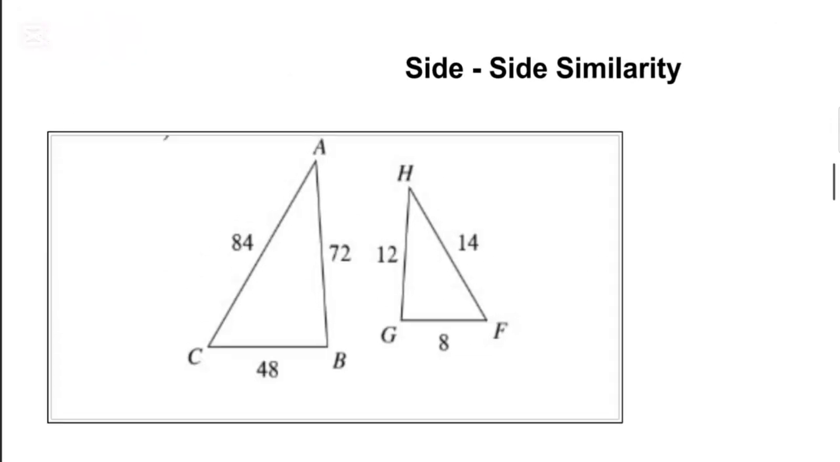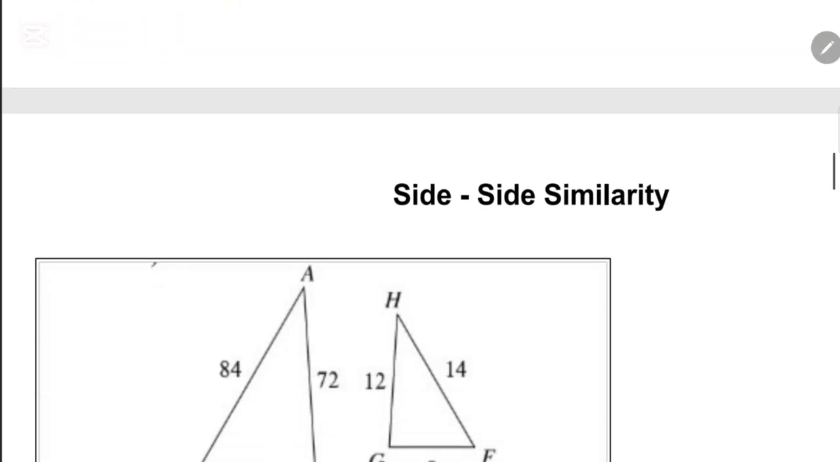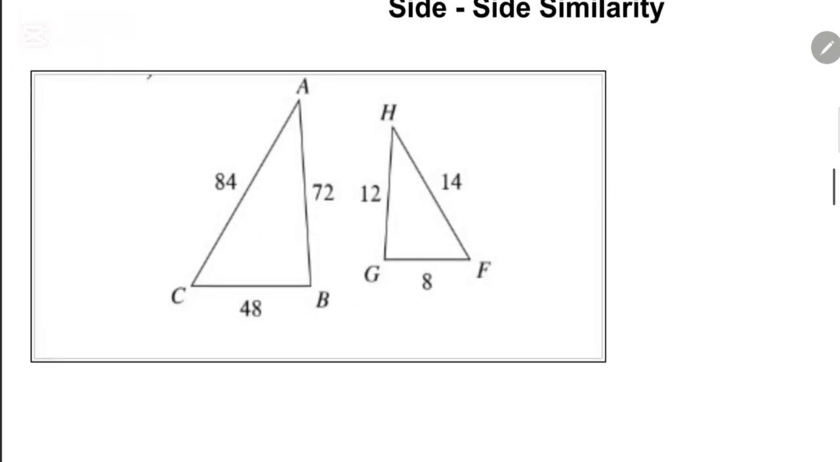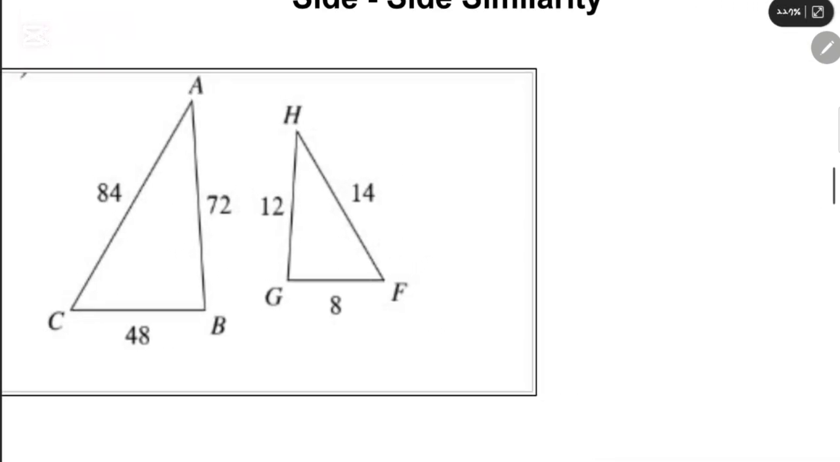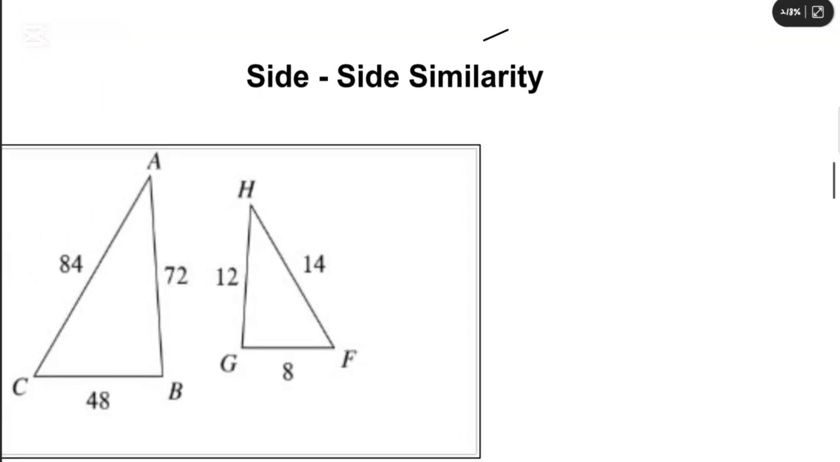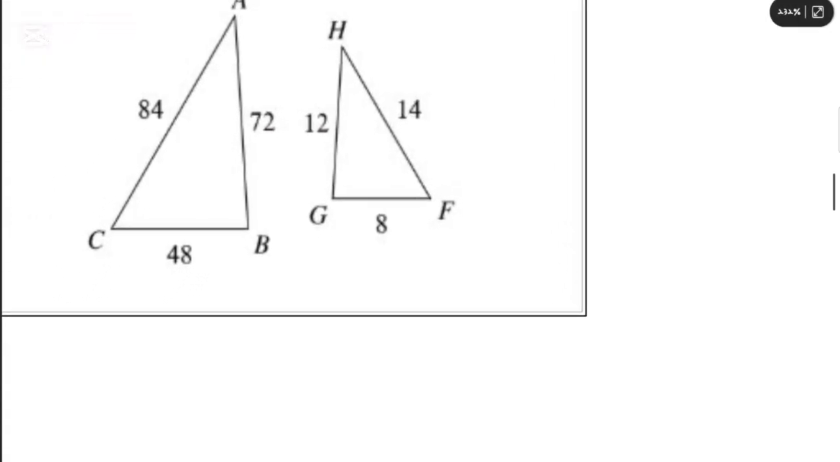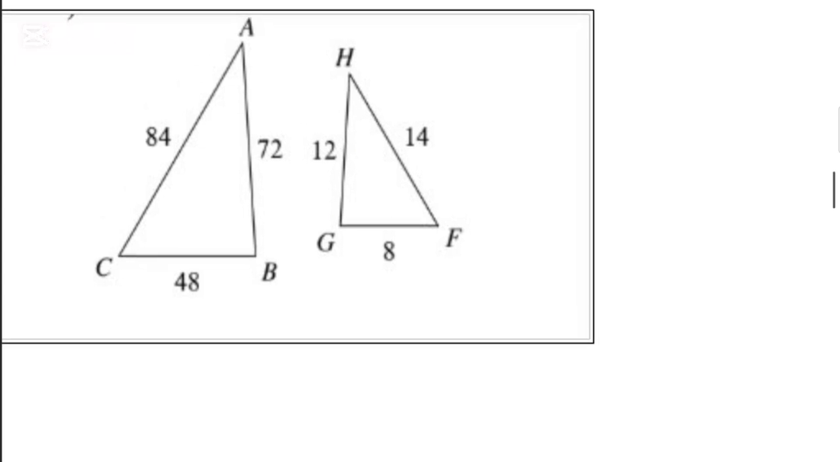Okay. Our next property is side-to-side similarity. In order for triangles to be similar, they can either be angle-to-angle similarity or they can be side-to-side similarity, SSS. So side-to-side similarity basically means that the sides have the same ratio. What this means is that, let's say we want to take the side HG, and let's take another one, HF. And on this triangle here, we want to take AB and AC, right? Because they're the similar sides, right?